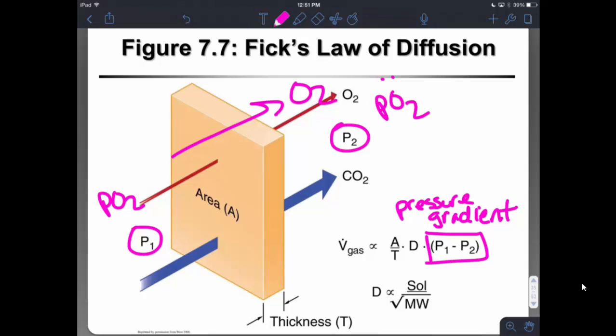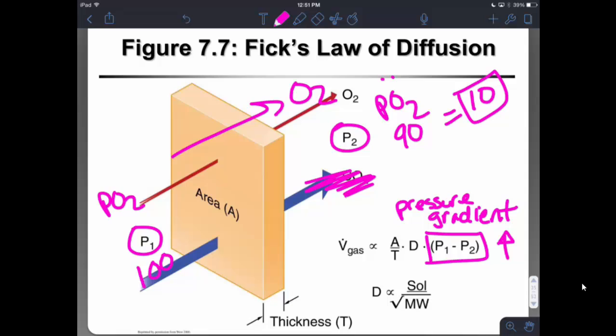Okay, so ignore CO2 for now. I'm just going to use some pretend numbers. If the PO2 on this side of the membrane was 100 and the PO2 on this side of the membrane was 90, okay, P1 minus P2 would be 10, and so the driving force for moving oxygen across the membrane would be 10. If the pressure gradient increased, the rate that the gases moved would be faster.